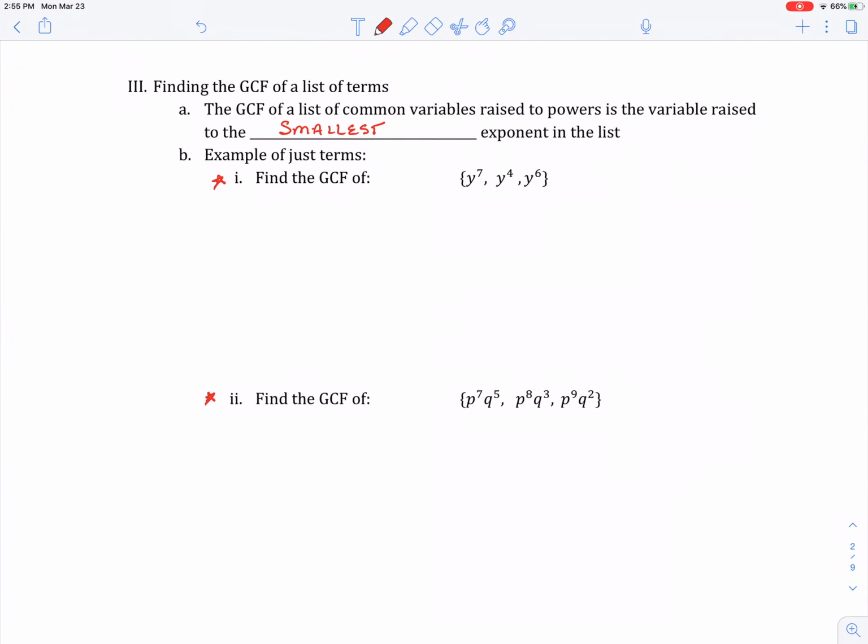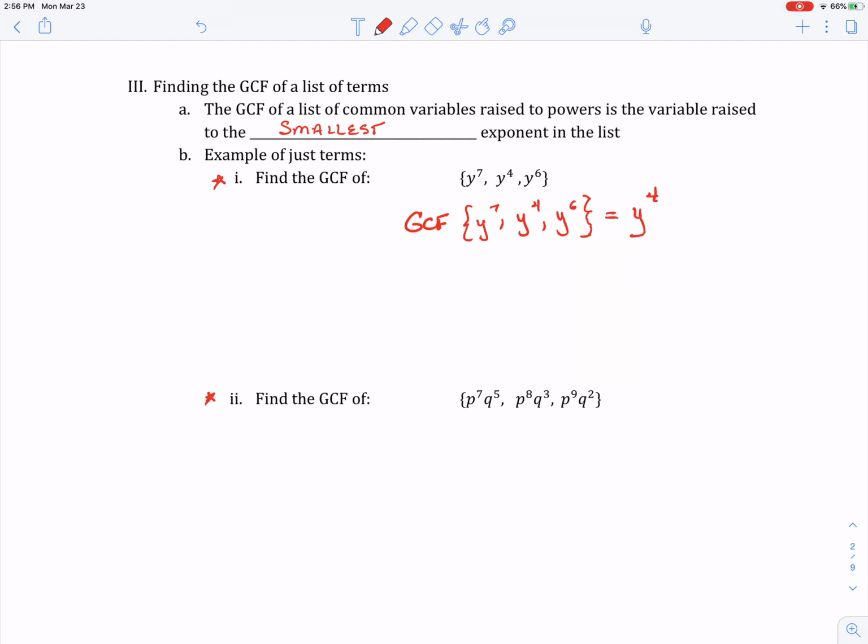So what about finding the GCF when you have variables? The GCF of a list of variables is always the variable raised to the smallest exponent in the list. Here I'm looking at y to the 7th, y to the 4th, and y to the 6th. So the GCF for these is the least exponent, so it's y to the 4th.